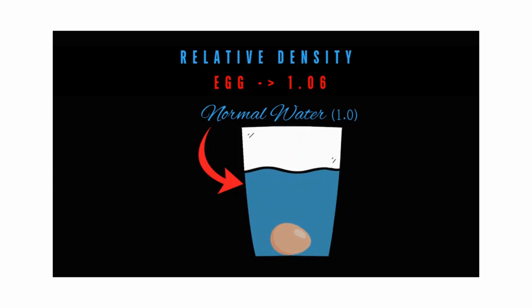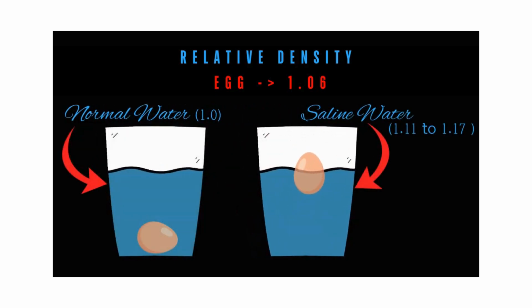Now you add table salt to make the water more saline. The density of saline water is in the range of 1.11 to 1.17, depending upon how much salt is dissolved in it, and is more than that of the egg. So the egg rises up and starts floating at the surface.